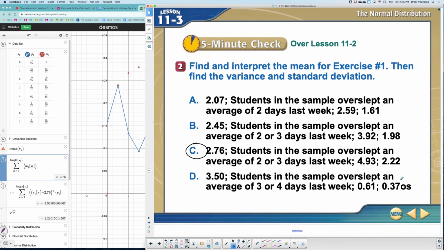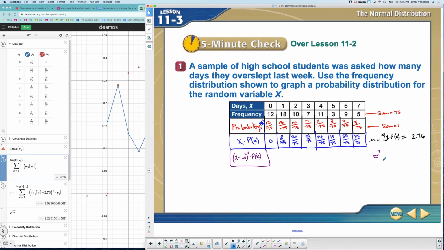The symbols one more time. Let me go ahead and write this over here. That would be my variance symbol right there. My variance would equal 4.93, approximately. And so the standard deviation is the square root of that, which is approximately 2.22.